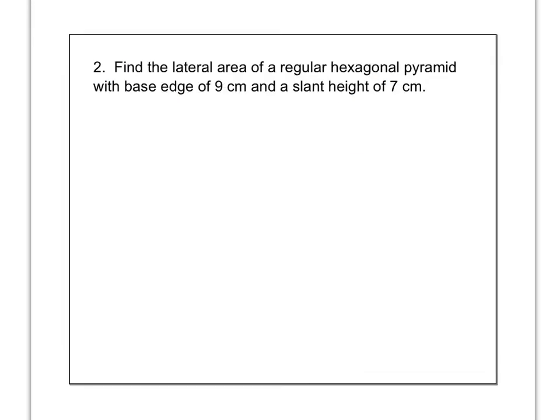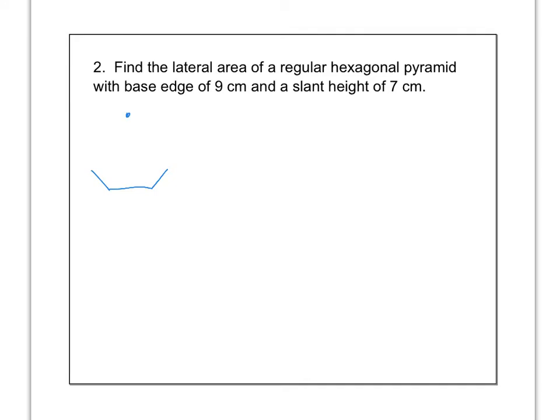Number 2, find the lateral area of a regular hexagonal pyramid with base edge of 9 centimeters and slant height of 7 centimeters. Let's try to draw this. A hexagonal pyramid means the base is a hexagon. So I'm going to draw 3 sides of the hexagon. It's going to look kind of like a bowl.